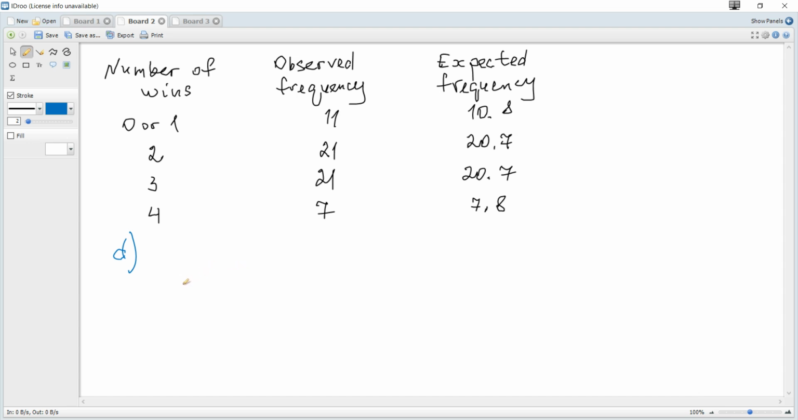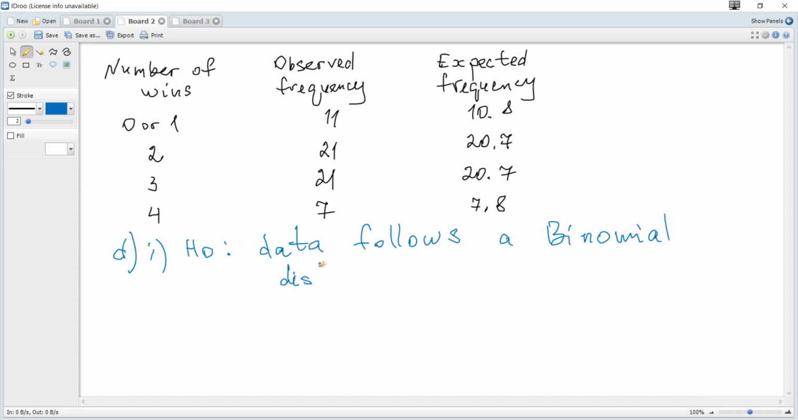For this test, state the null hypothesis. It's that the data follows a binomial distribution with n is 4. It's not required, but the alternative is that the data doesn't follow a binomial distribution with n is 4.